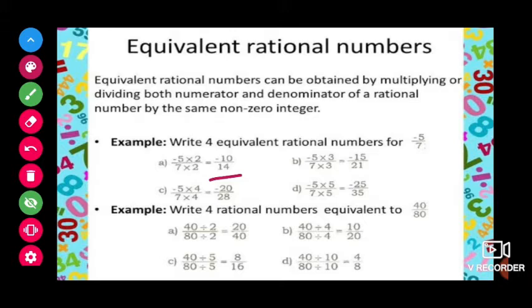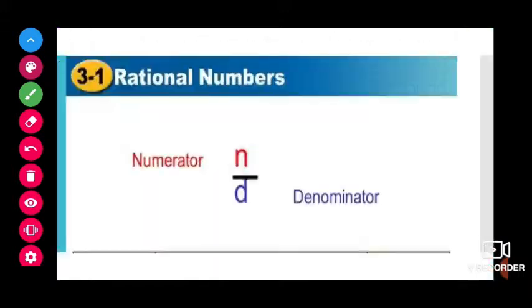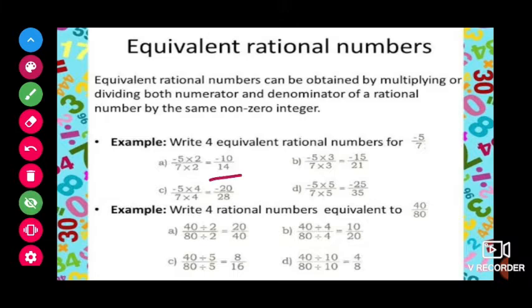In example 2, 40 by 80 is divided by 2. Whenever we divide by 2, we get 20 by 40. So 40 by 80 and 20 by 40 are both called equivalent, which is nothing but equal rational numbers. The numerator and denominator look different, but the value of the rational number is the same.